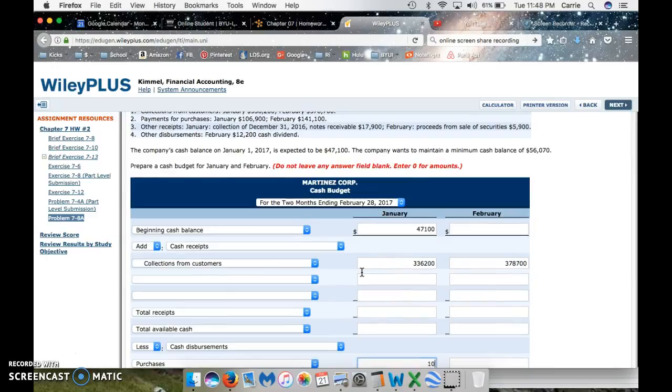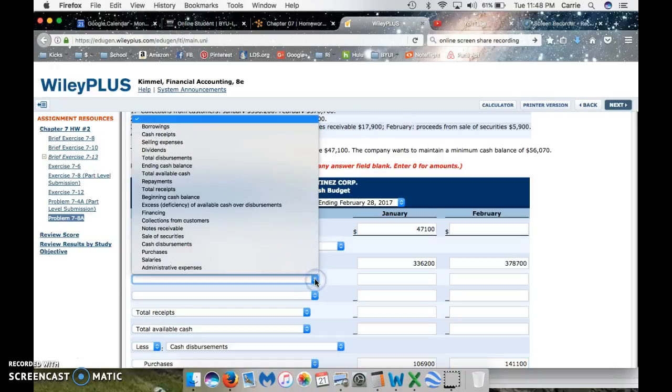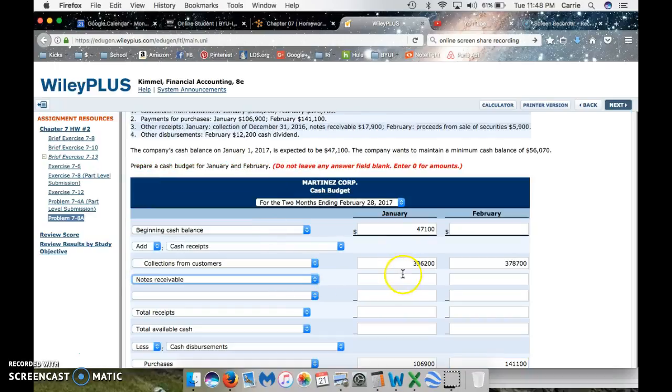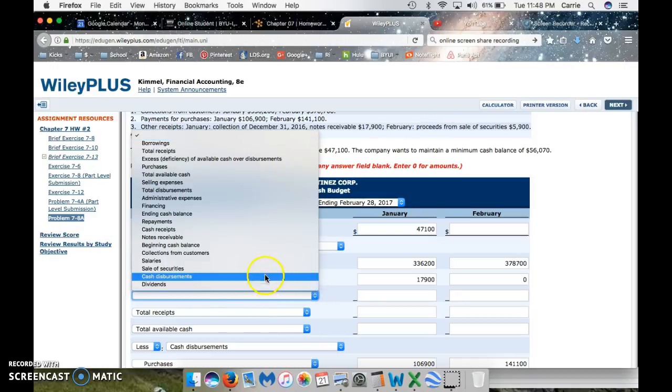Okay, 106.9 and 141.1. Okay, then number 3, other receipts. January we collected notes receivable 17.9. So notes receivable. We don't seem to have any notes receivable for February. And then it also says proceeds from sale. So let's see if we can find that.